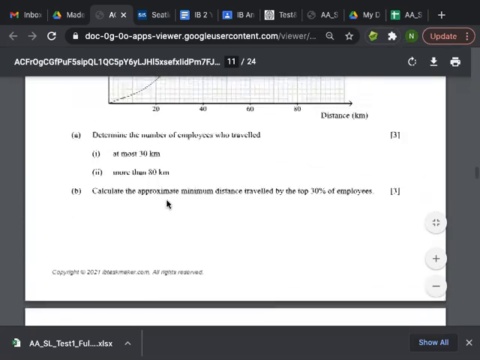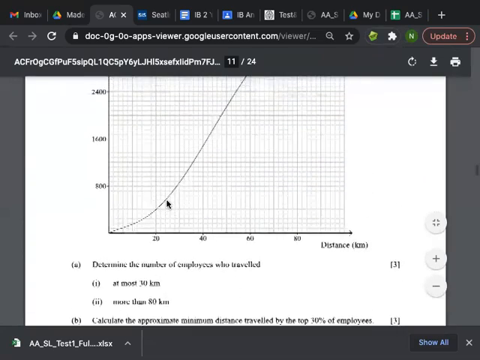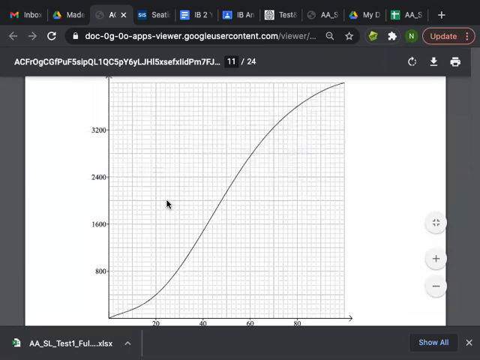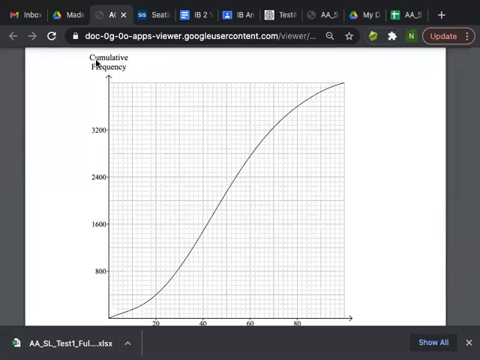Cumulative frequency. The first question is determining the employees who traveled at most 30 kilometers. So I find 30, I trace it up, about 800, a little bit over 800. I can see that it goes up one more box than 800. How much is each box worth?